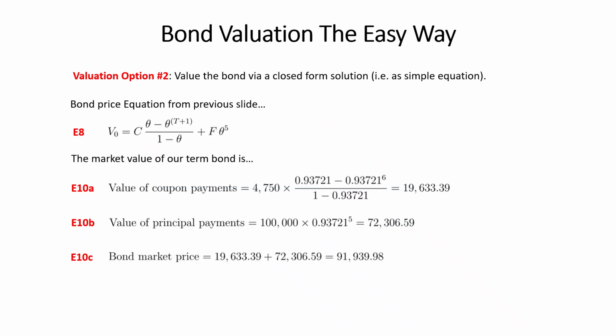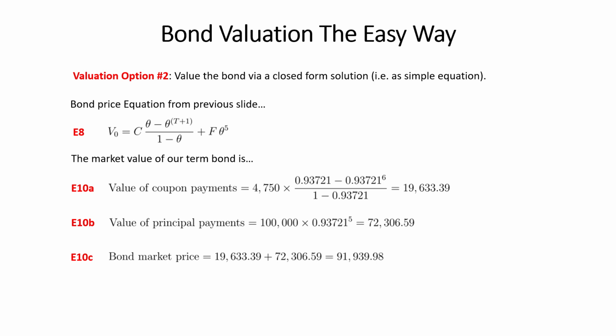In the previous slide, we valued the bond the hard way, which was using a spreadsheet and valuing each cash flow separately and then adding them all up. For valuation option 2, we value the bond via a closed form solution, which is basically saying we're going to be using an equation to value this bond.